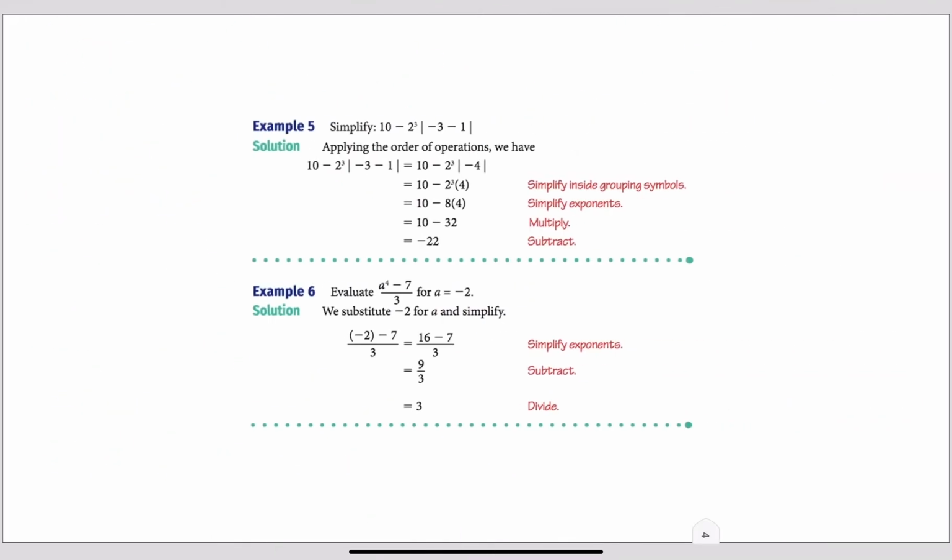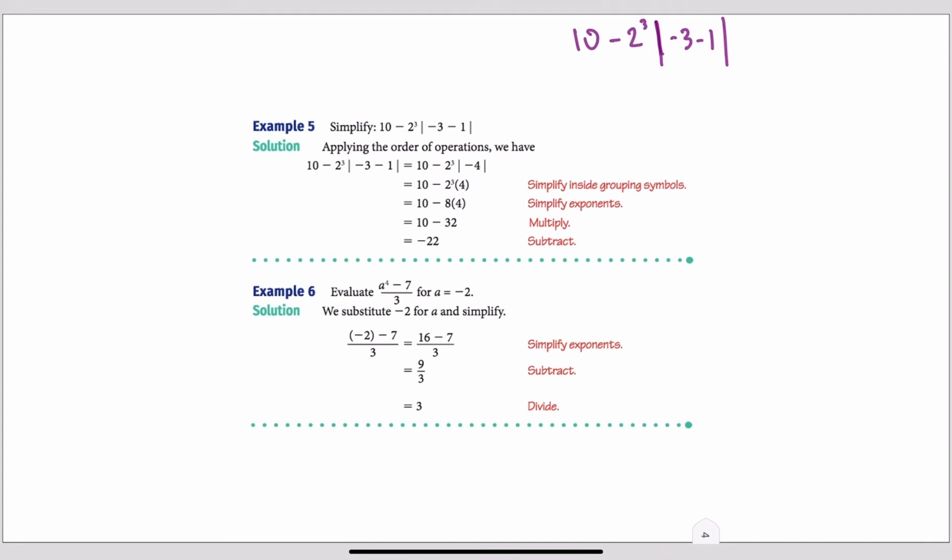Let's look at some more examples following the order of operations. So this one here: 10 minus 2 to the third power, and then this is times the absolute value of negative 3 minus 1. I like to draw my absolute value bars a little longer than the book because it's not as clear from handwriting as it is from typed pages.